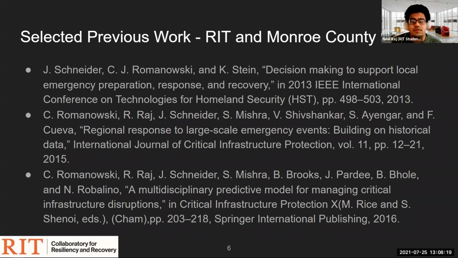So, selected previous work between RIT and data from Monroe County 911 dealt with decision making, working with historical data and drawing up trends and understanding what exactly has been happening in the past, as well as creating a predictive model on resources. All of this previous work revolved around emergency response.